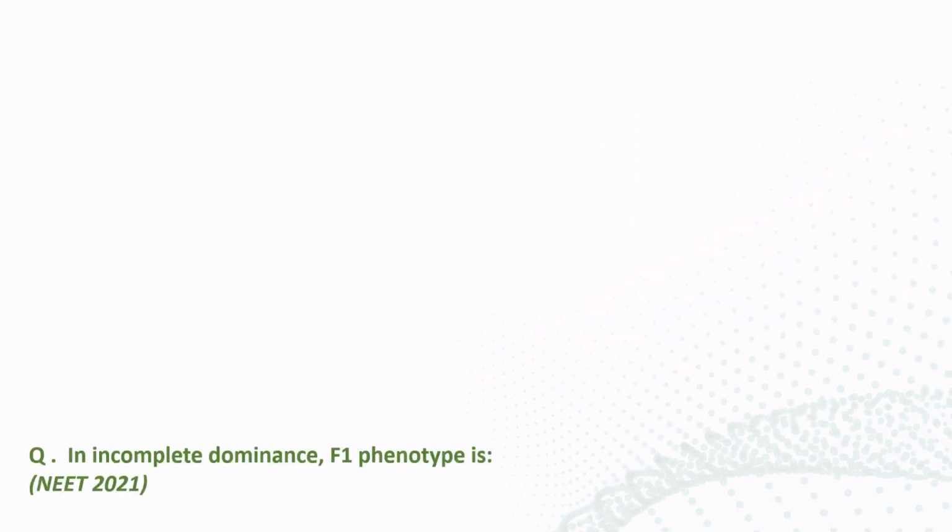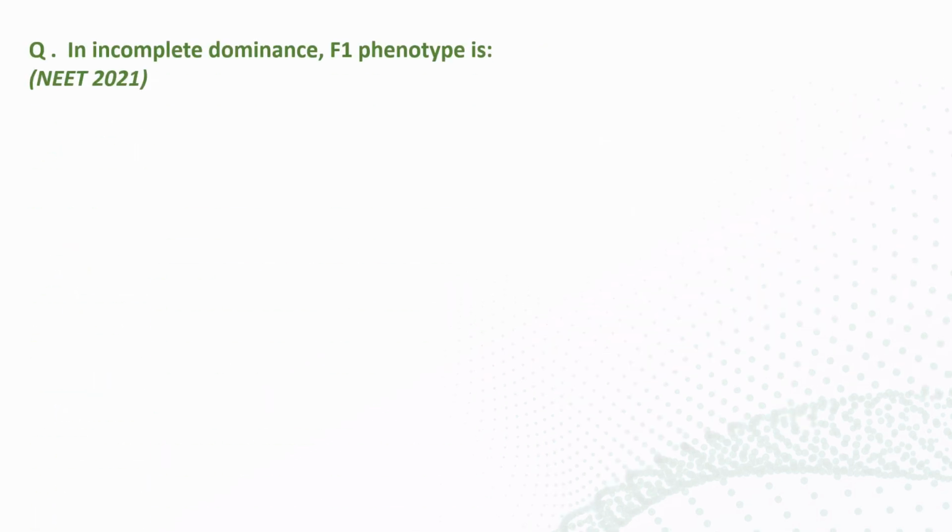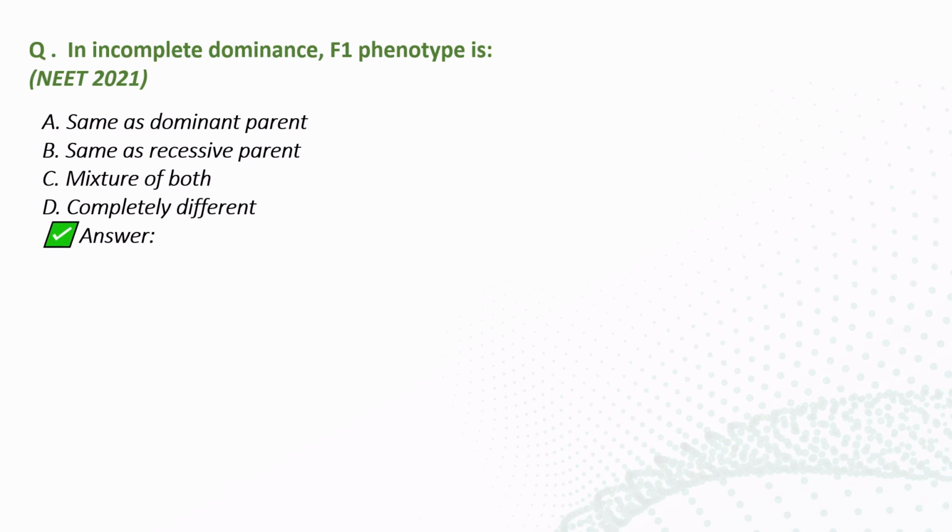Okay, if we move on to the next question, this question came from the Mendelian laws, like dominance, codominance, etc. Here this question came from incomplete dominance. In incomplete dominance, they are asking, what is the F1 generation phenotype?